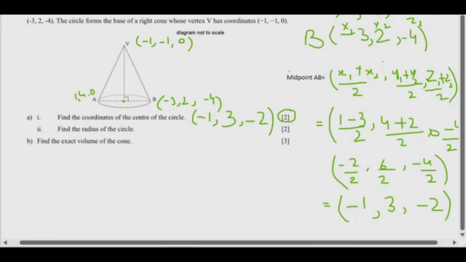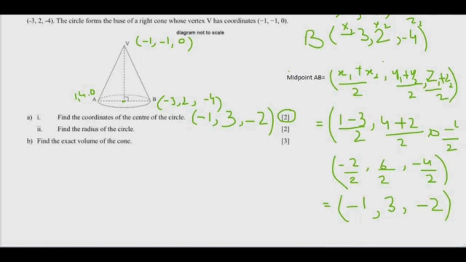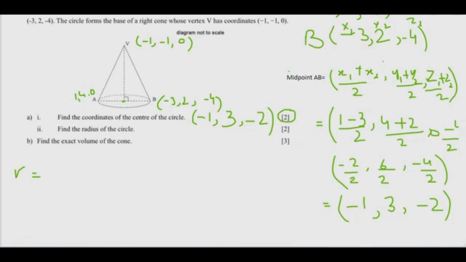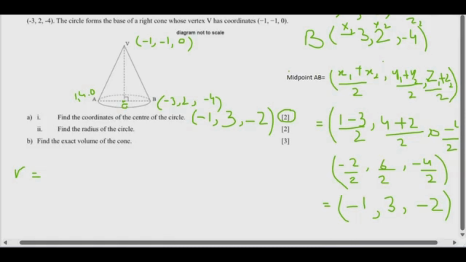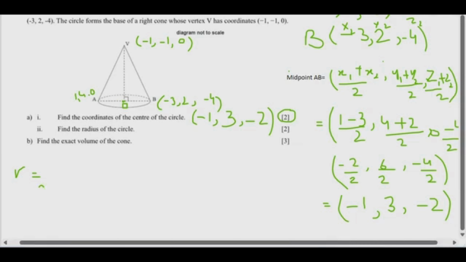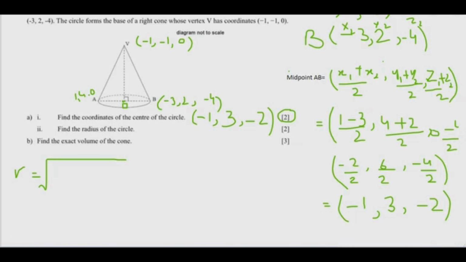Now let's continue to the next part, which is find the radius of the circle. So we would use this formula. Because it's the radius, you see the radius is a distance from the center to the outer side. So either you can use from A, let's say this is O, the center. So from A to O is also the radius, or O to B is also the radius. It depends on which coordinates you want to use. So we will use the distance formula for this. What is the distance formula? X2 minus X1.